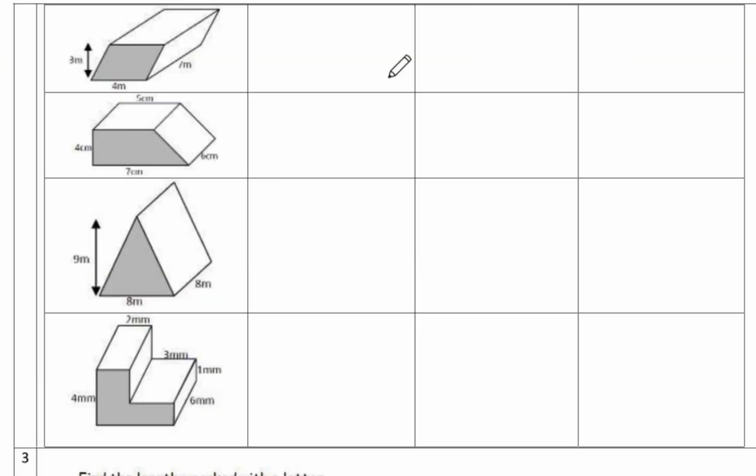Question 2. So for this question, we still need to find the volume. To find the volume of the shapes, we will need to find the area of the cross-section area first, and then we'll multiply it with the length. So for this shape, we will need to find the area of the parallelogram first. So 3m multiplied with 4m will equal to 12m squared. 12m squared multiplied with 7m will equal to 84m cubed.